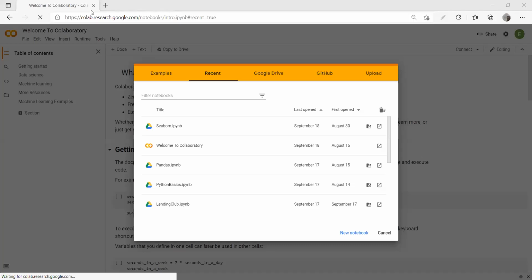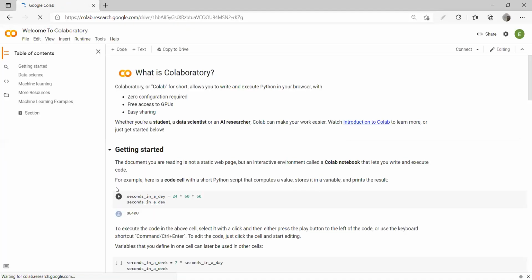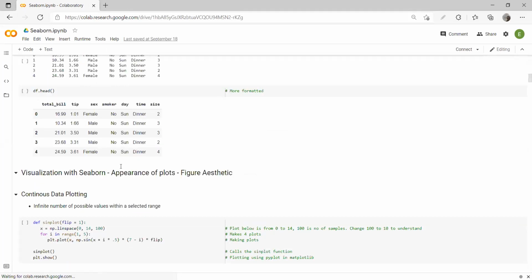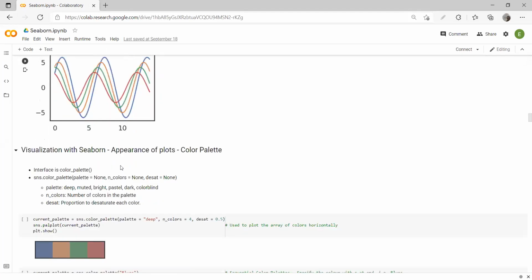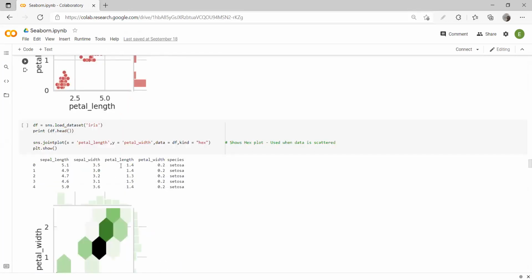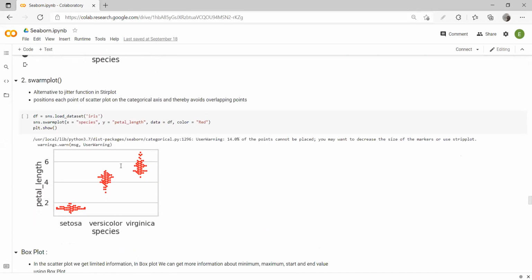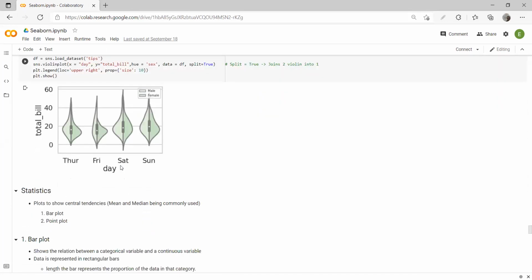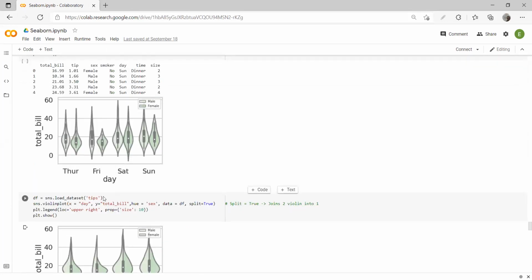Okay. So go to collab.research.google.com and come to Seaborn where we left yesterday. After coming to Seaborn, scroll down till the place we did. We did till violin plot yesterday, and till here we did, right?